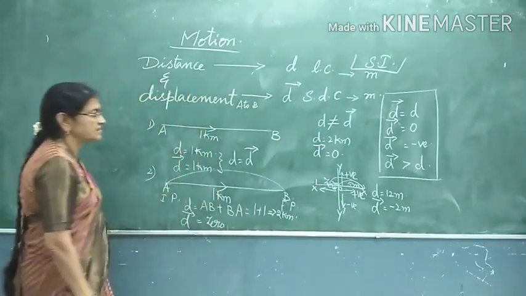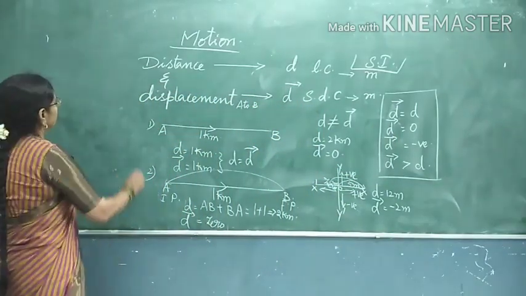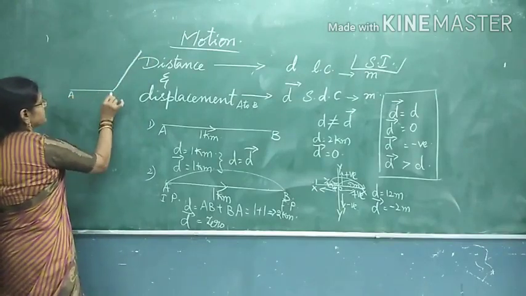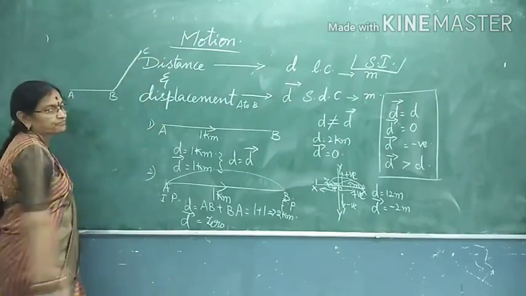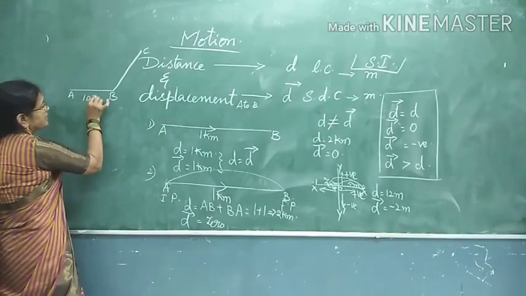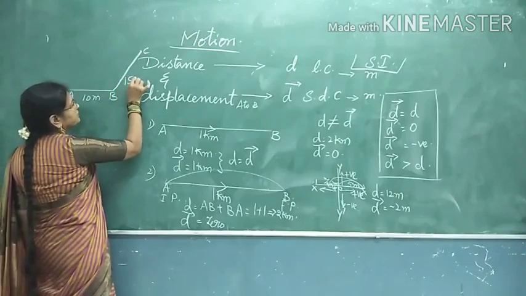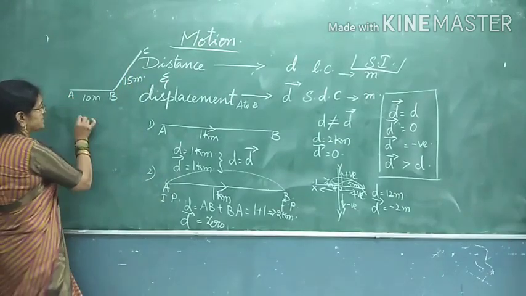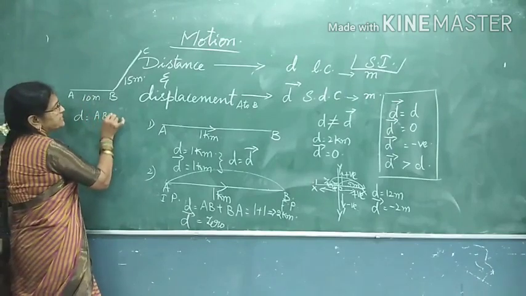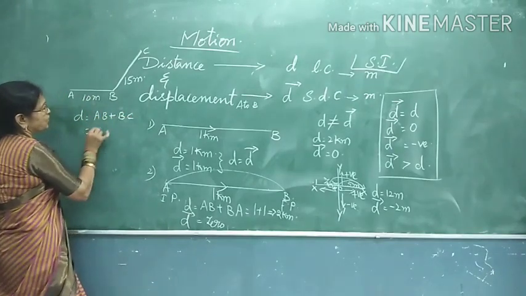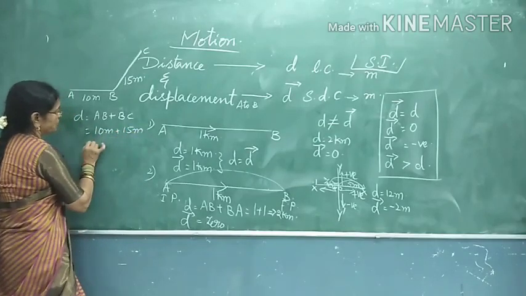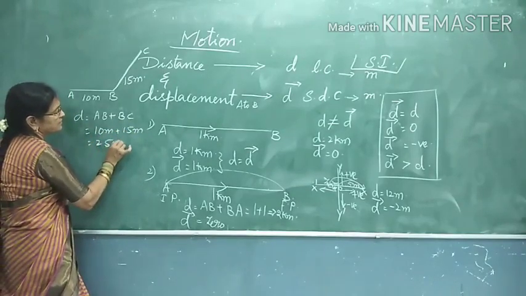Now, this is in case of linear path. AB and BC, we have discussed this AB and BC. Suppose this distance is 10 meters and this is 15 meters. Now what is the distance covered? Distance covered is equal to AB plus BC, that is equal to 10 meters plus 15 meters, which is equal to 25 meters.